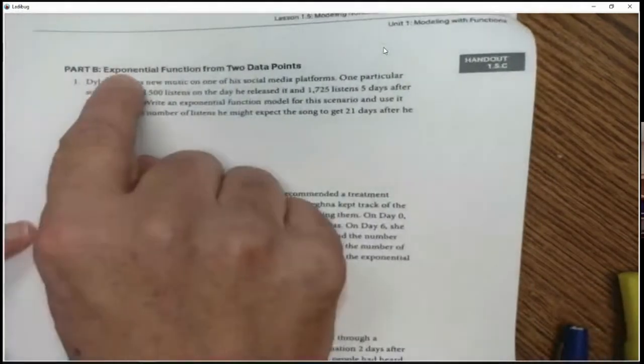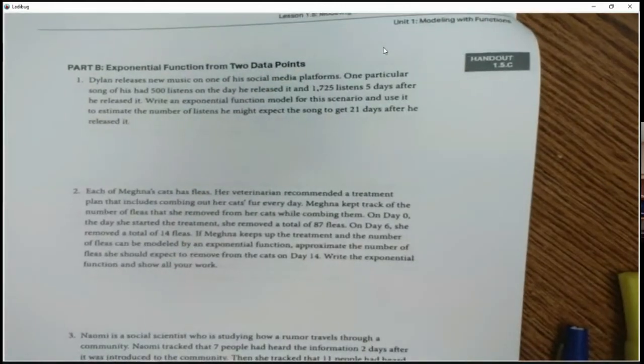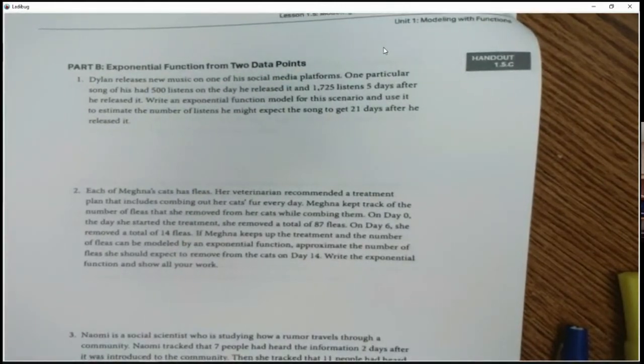Okay, I want to look at this because this is a little different. Writing an exponential function from 2 data points. We don't know the growth rate or the decay rate. All we know is 2 points in time. So we want to look at these 2 points in time and see if we can pull some information out of that we can write our own equation with. So let me see my notes on this. I made some notes on this earlier so we wouldn't mess it up here.